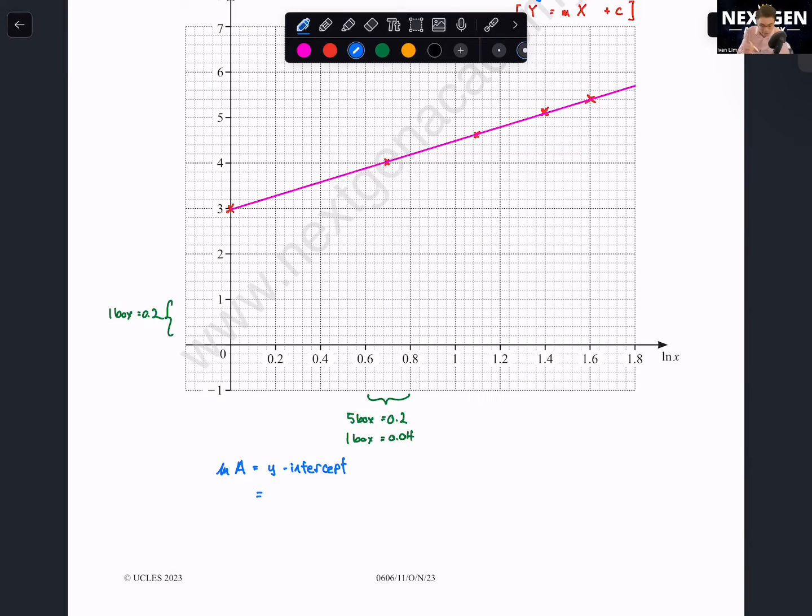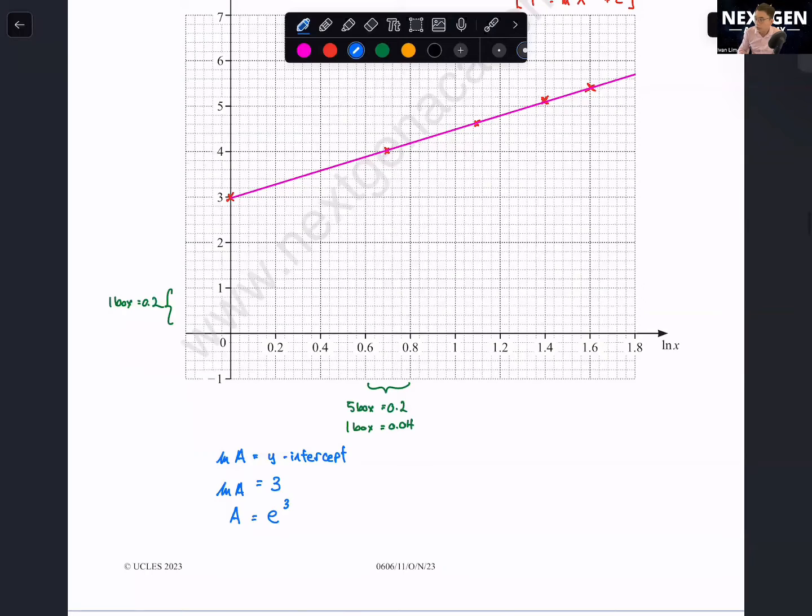Actually, sorry, this one is confirmed fixed already because they gave you the value, right? 0, 3. So ln A is equal to 3. A is equal to e to the power of 3, where you type in the calculator, you get 20.1. They say they want two significant figures only, so you put 20.